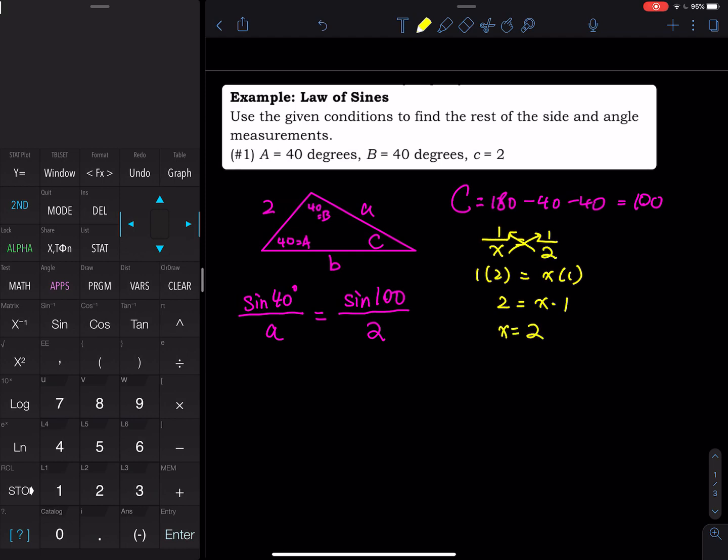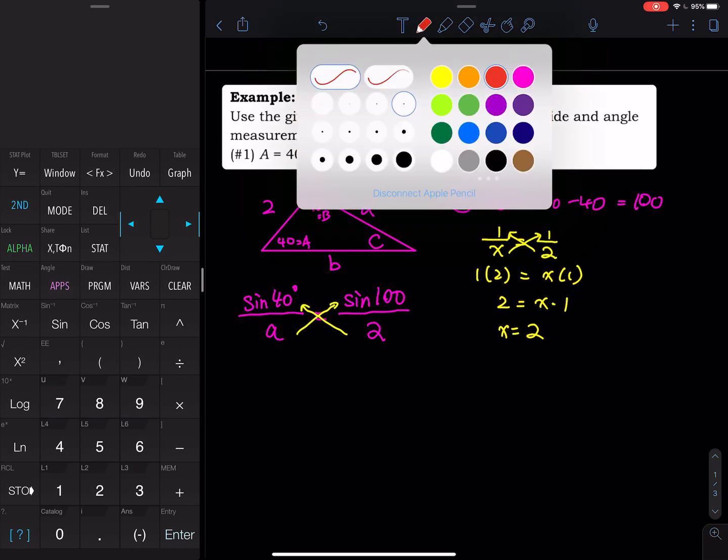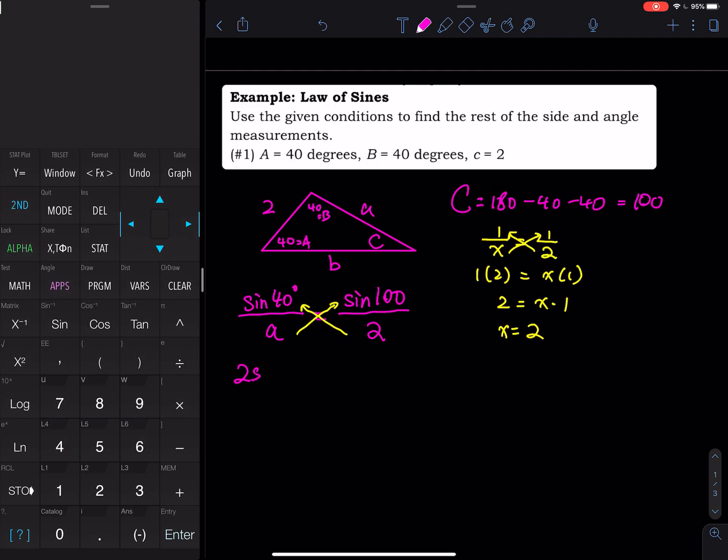So we use cross multiplication right here, and then we have 2 times sine of 40 degrees equals a times sine of 100 degrees. All right, and then you solve for a. So a is equal to 2 times sine of 40 degrees divided by sine of 100 degrees. So this one, you have to use degree mode because the angle measurement is in degrees. So use your graphing calculator.